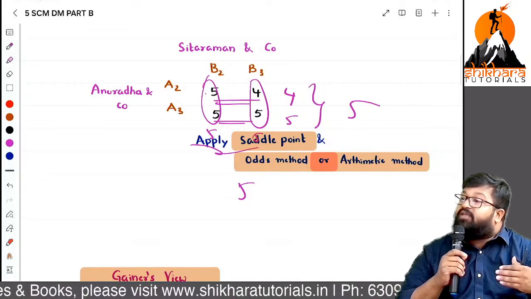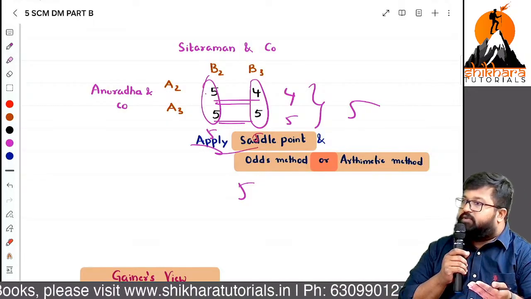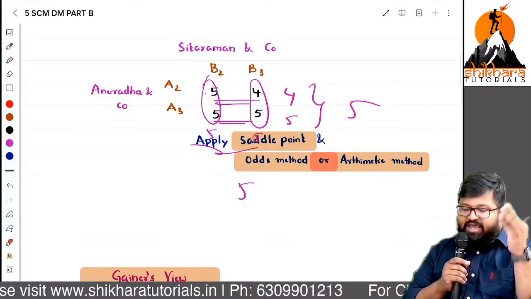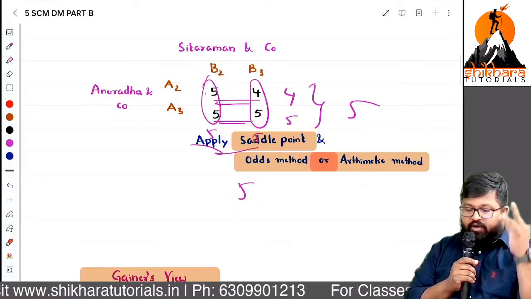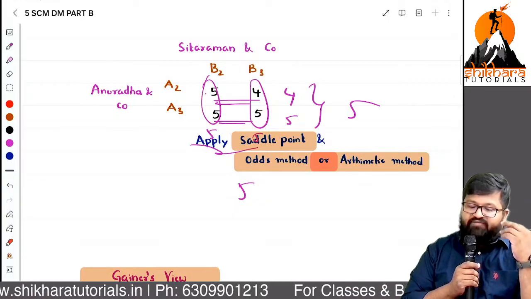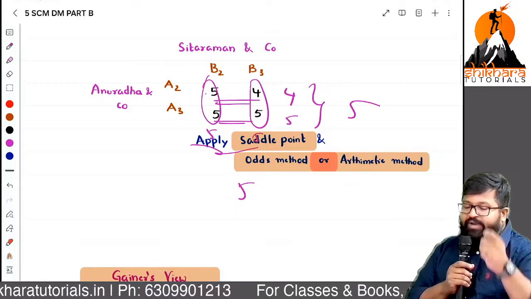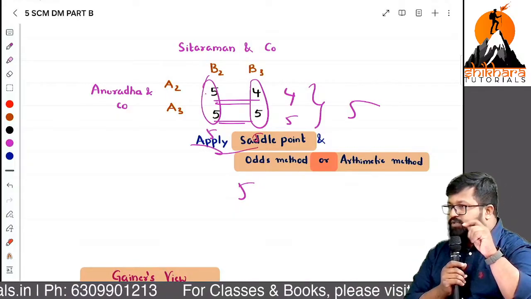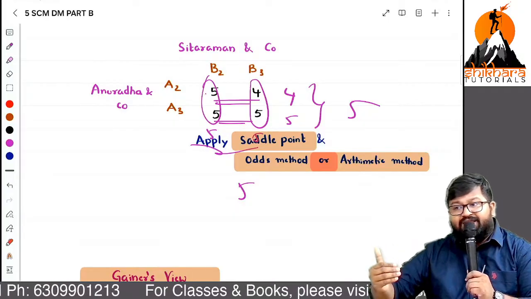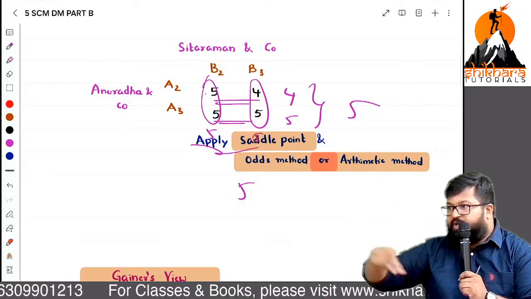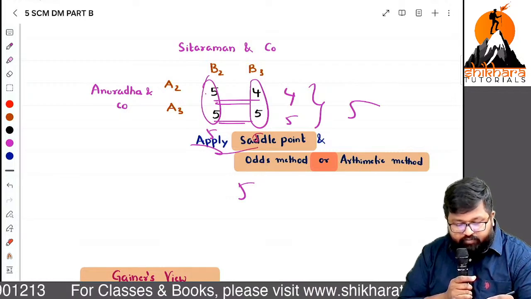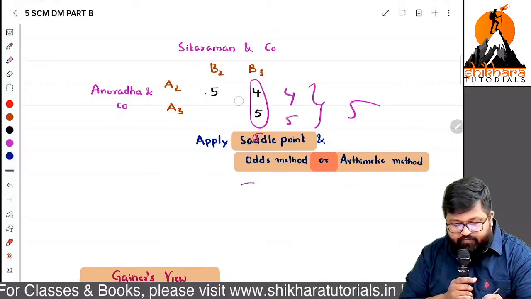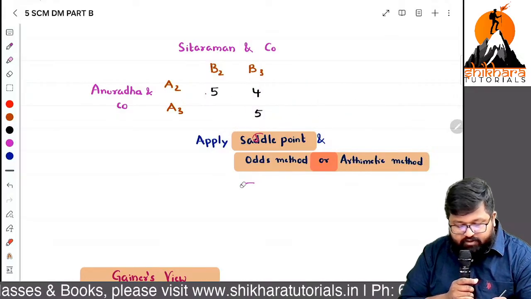So at this point, there are multiple scenarios, multiple strategies. Player A can choose either A2 or A3, and player B can choose B2 or B3. You can write with cell address also. So there can be scenarios where you get more such points. Is it clear?